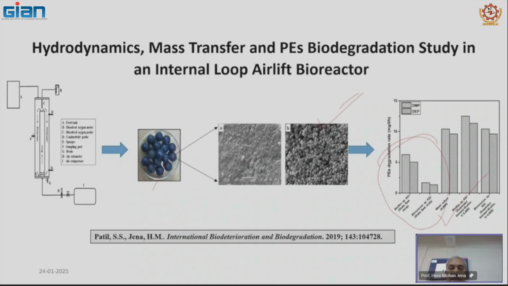So how much degradation is possible? The phthalate ester degradation rate is very less. It is in milligram per liter per hour. That means per liter of volume of the reactor per hour.